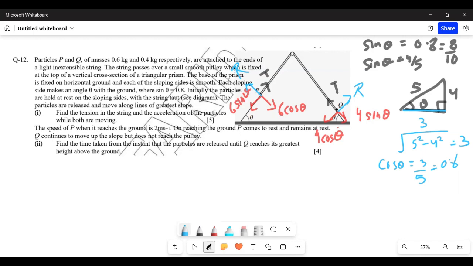Okay. Initially, the particles are held at rest on the sloping sides with the string taut. The particles are released and move along the line of the greatest slope. Find the tension in the string and the acceleration of the particles. Okay, so how will the movement take place? Will P go down or will Q go down when this system moves?